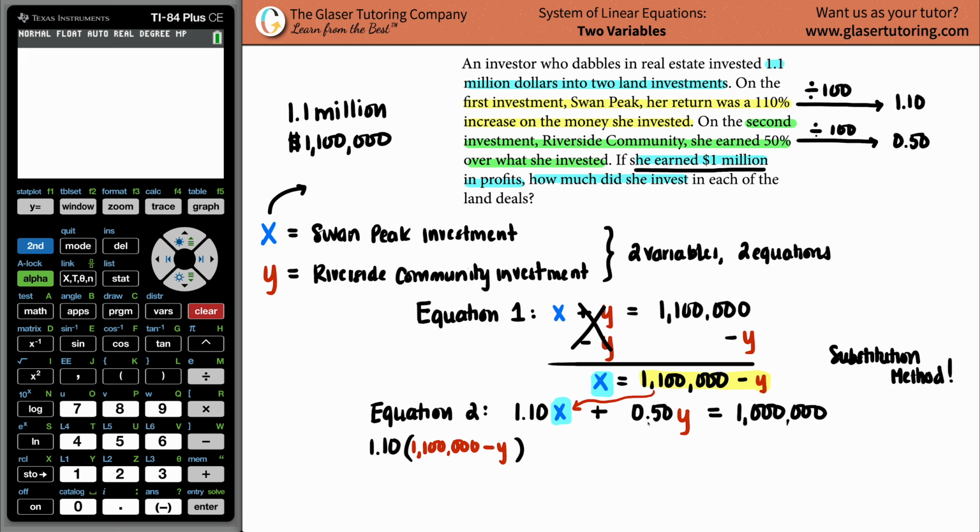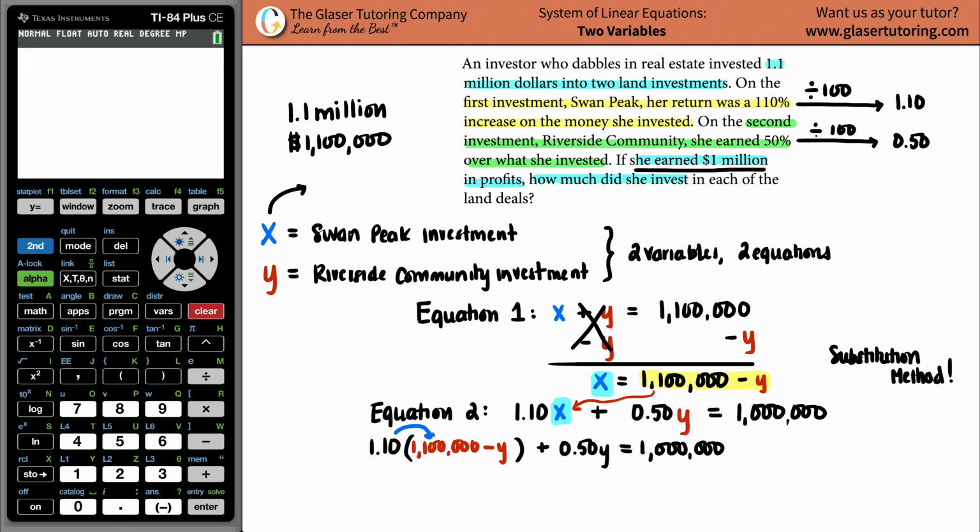And now just keep on with the equation. So this is plus 0.50y equals 1 million. And now you have one equation where you got rid of your x values, and now you can solve for y. Now we just go back to PEMDAS rules.